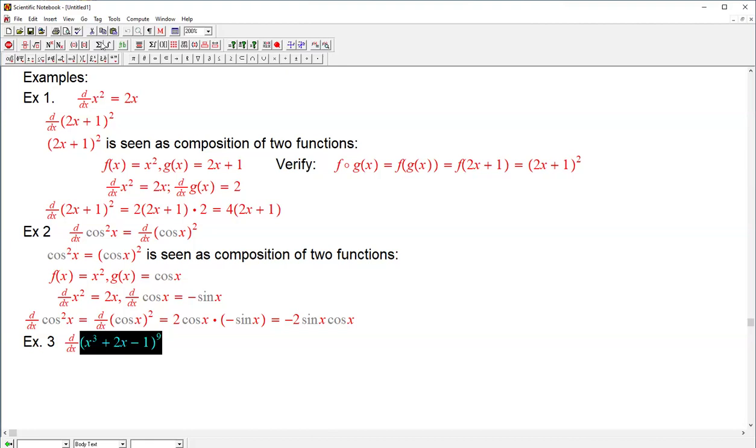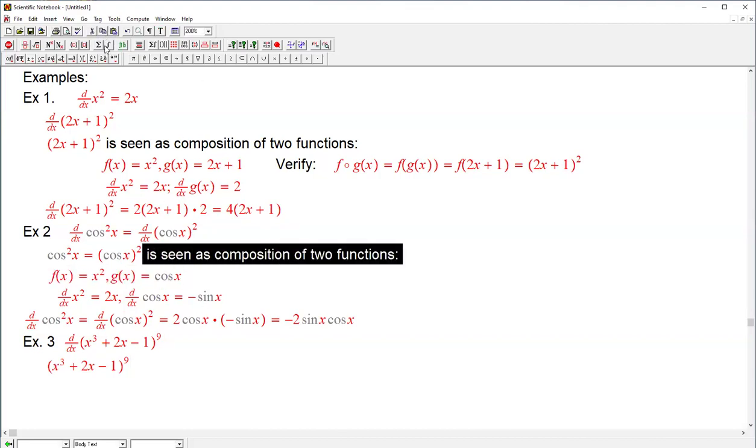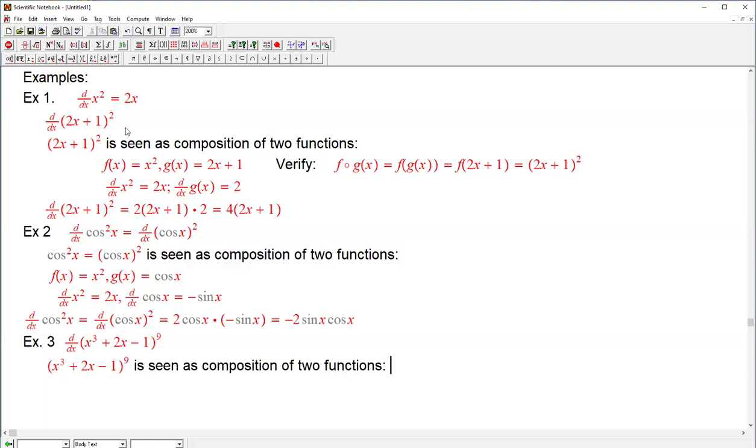Well, once again, this function is seen as a composition of two other functions. And what are these other functions? One of them is f of x equals x raised to the power of 9. And the other function, g, is going to be the entirety of the parentheses.